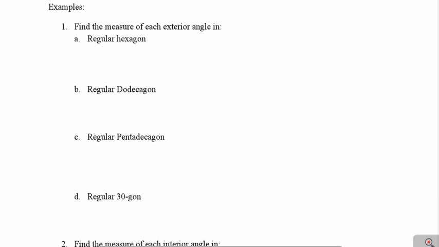Okay, so let's take a look at some examples. In number 1, it asks you to find each exterior angle in the regular polygons, and then in number 2, it asks you to find each interior angle in those regular polygons. So using what we just discussed, I'd like you to take a minute, calculate these out, and then I'm just going to have you simply check your answers. These should be very easy, very straightforward for you. So pause the video now, work them all out, and then press play when you're ready for the answers.